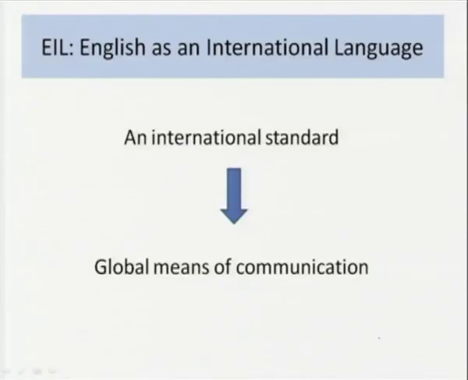Therefore, English as an international language has an acronym, and the acronym is EIL. And as we know, an international standard is sought to be set, as a global means of communication. This essentially is what differentiates international English from world Englishes. In world Englishes, you will find that there is a celebration of the varieties of English.